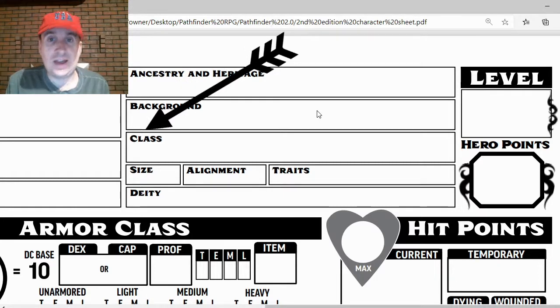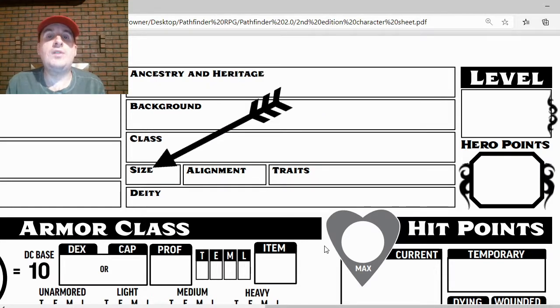Next we have the class section of the character sheets. A class is essentially an adventuring job and determines what your character is good at. Are you the angry barbarian? Are you the calm and collected wizard? Or are you a cleric with a deity? Completely your choice. Each class has advantages and disadvantages, just like ancestries. I'll cover more on those in my class videos.